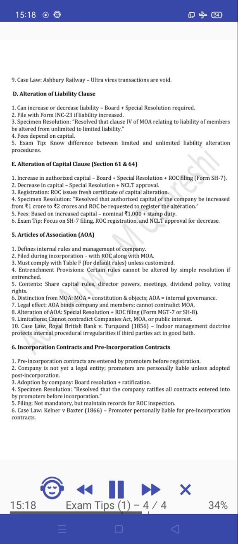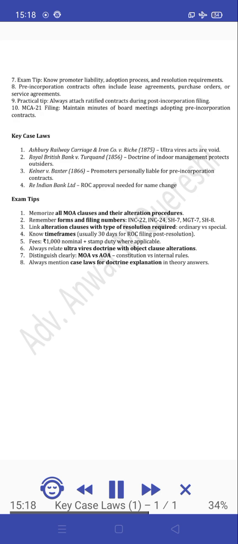6. Case law. Kellner vs. Baxter 1866. Promoter personally liable for pre-incorporation contracts. 7. Exam tip. Know promoter liability, adoption process, and resolution requirements. 8. Pre-incorporation contracts often include lease agreements, purchase orders, or service agreements. 9. Practical tip. Always attach ratified contracts during post-incorporation filing. 10. MCA 21 filing. Maintain minutes of board meetings adopting pre-incorporation contracts.